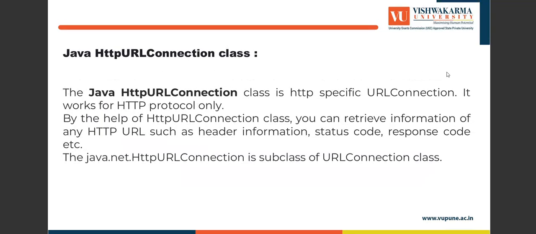Basically, this is the last topic of this presentation, the Java HttpURLConnection class. The Java HttpURLConnection class is an HTTP specific URLConnection. It works for the HTTP protocol only. With the help of the HttpURLConnection class, you can retrieve information of any HTTP URL such as header information, status code, response code, etc. java.net.HttpURLConnection is a subclass of URLConnection.